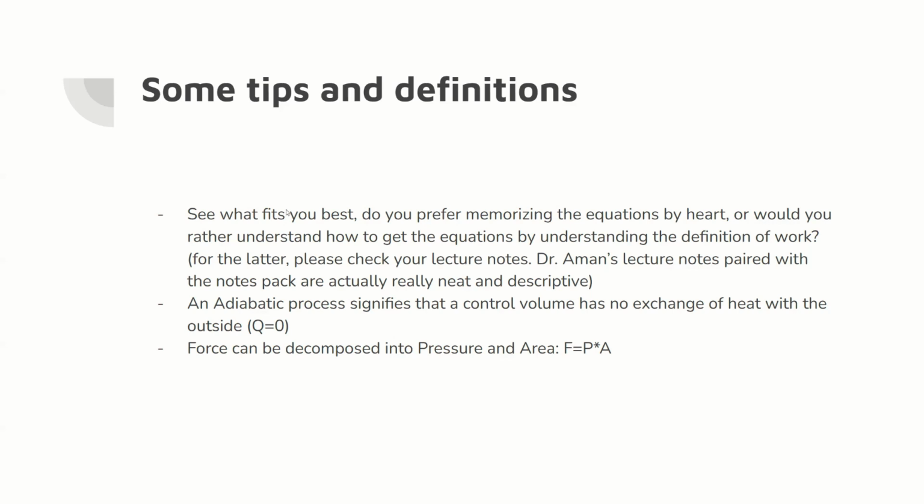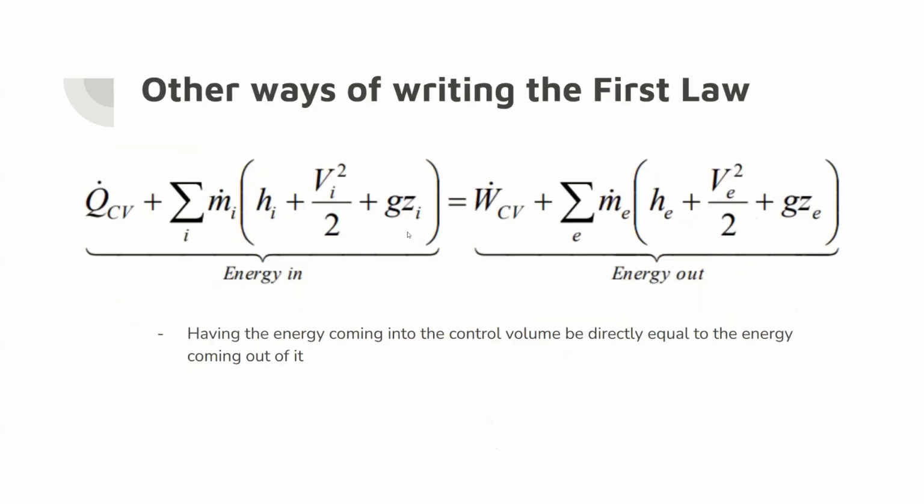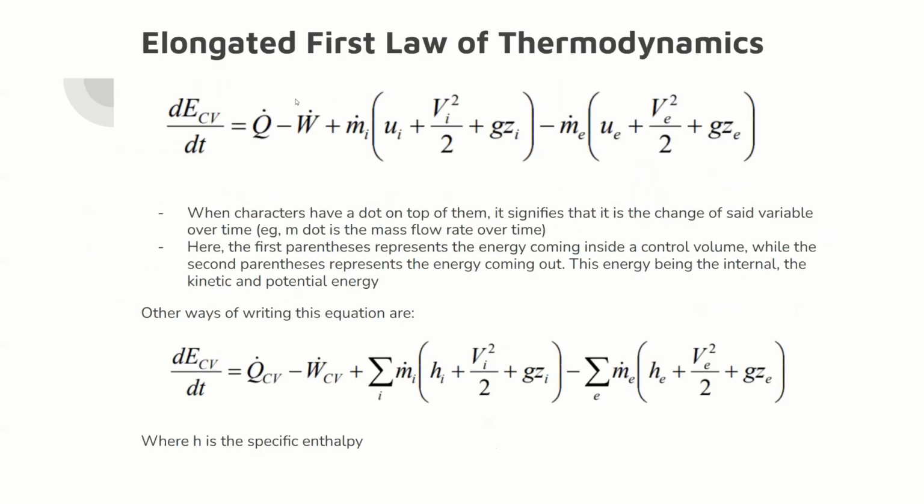Important definition, because sometimes you'll see in your exercise pack something that says, oh, this steam turbine is adiabatic. This process is adiabatic. An adiabatic process just means that your heat transfer is equal to 0. So if you go back to your first law of thermodynamics equation, this Q, no matter what shape or form it may have, will be equal to 0.